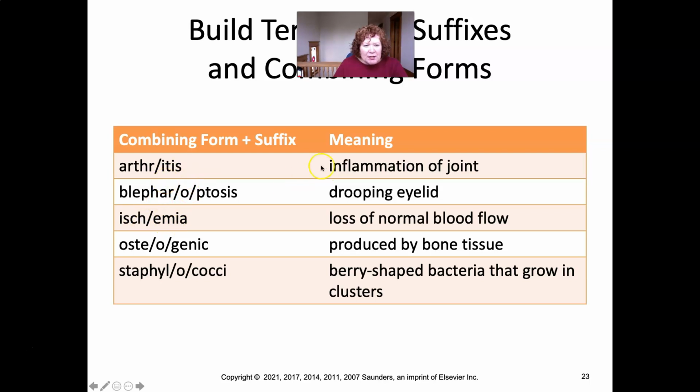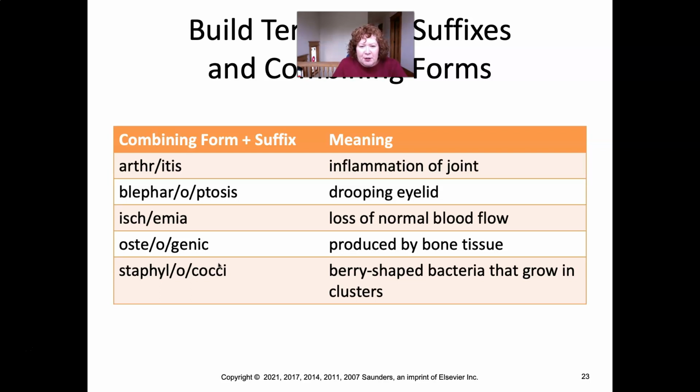Emia is loss. And isch is normal blood flow. Next one is osteogenic. Genic means produced or producing, and osteo is bone. So this is something that is produced by the bone, or it comes from the bone. It's generated in the bone.